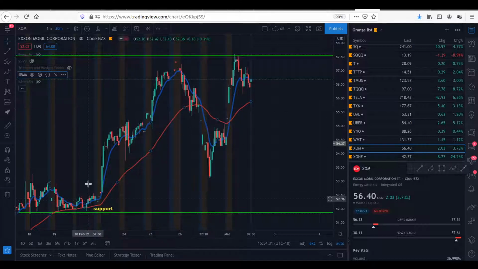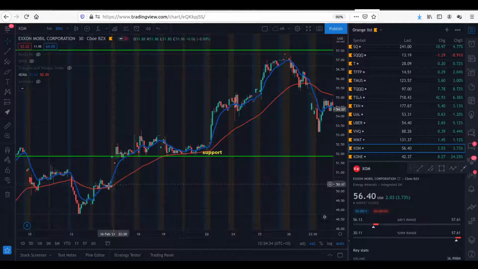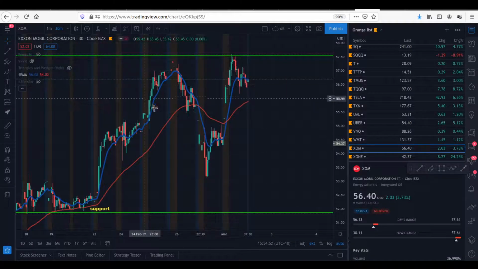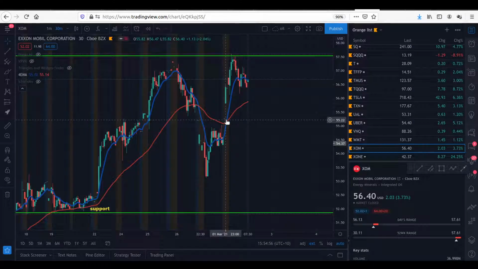We can see here, if we scroll back, that we had the blue and the red cross. Since then, the price nearly crossed, but it didn't, and it continued to rise all the way up to this point. From this point, the lines crossed and the price dropped. And yesterday the lines crossed again, and we saw some price increase.